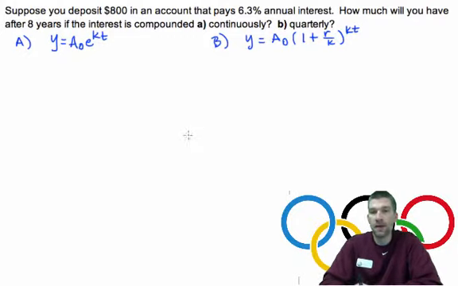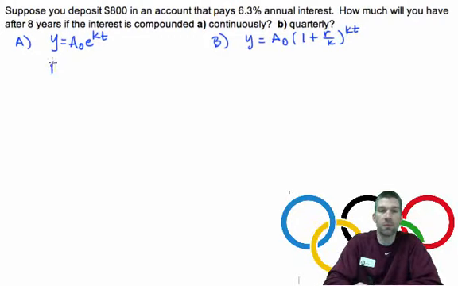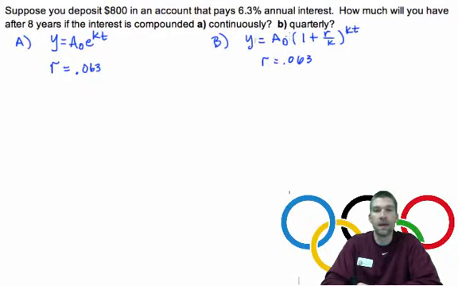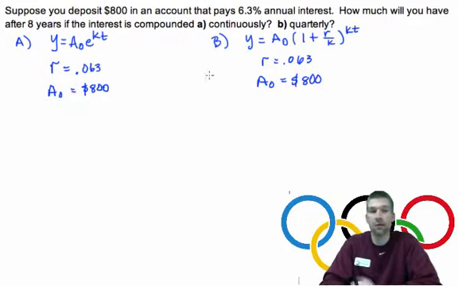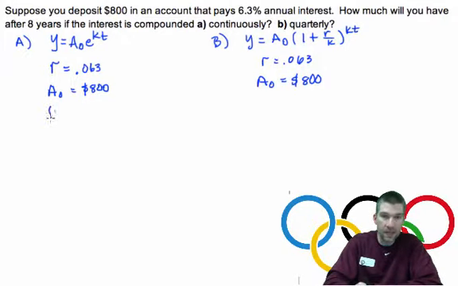And we're told the rate for both of these is going to be 6.3%. Well, we have to have our rate as a decimal, so 0.063. Same for this guy, 0.063. Okay? And we know that our initial value is $800, so A0 is equal to 800. Okay, so how much will you have after 8 years? Well, we've got this set up. One last thing, t is 8.